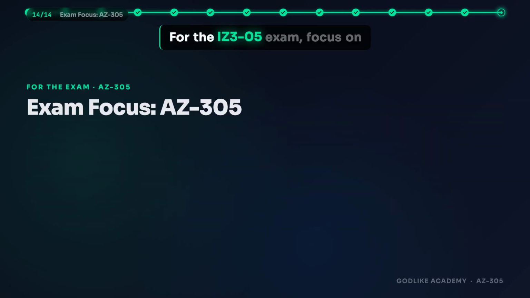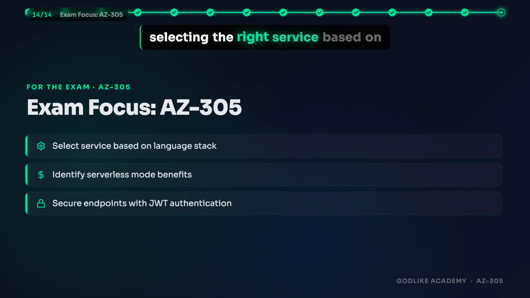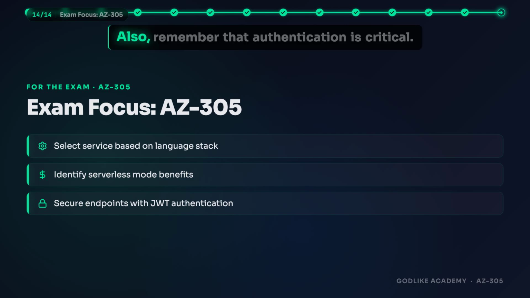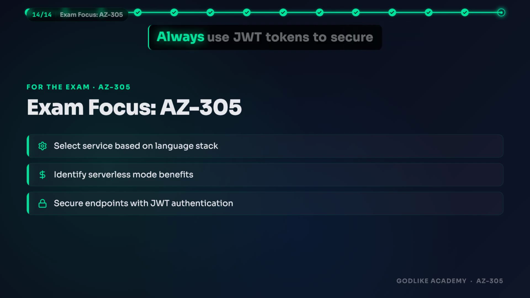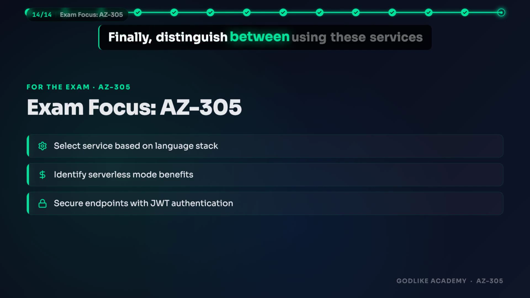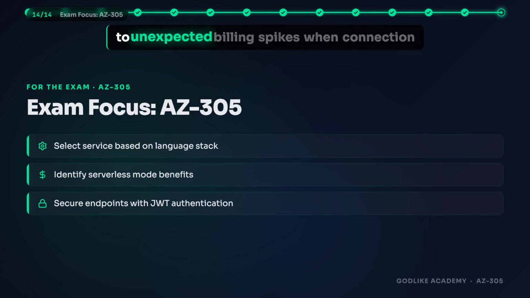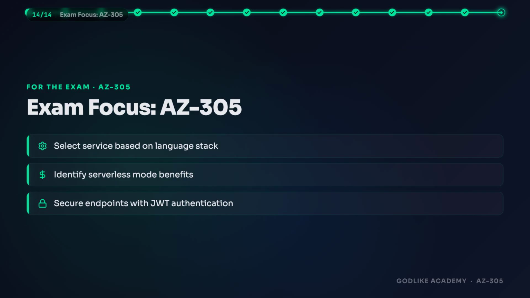For the AZ-305 exam, focus on selecting the right service based on the stack and requirements. Know that SignalR is tied to .NET and PubSub is protocol agnostic. Be prepared to identify scenarios where serverless mode saves costs. Also, remember that authentication is critical. Always use JWT tokens to secure your endpoints. Finally, distinguish between using these services for communication versus data storage. Skipping proper cost analysis will lead to unexpected billing spikes when connection limits are exceeded during peak traffic windows.